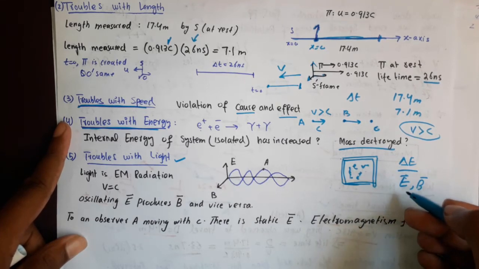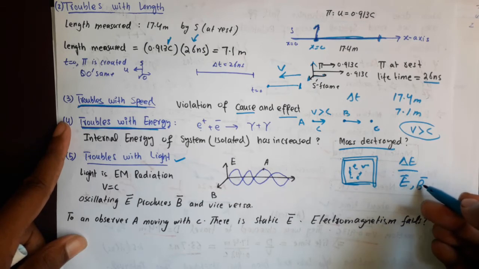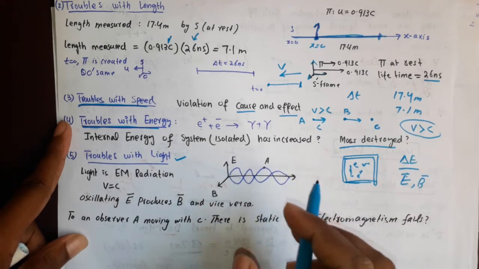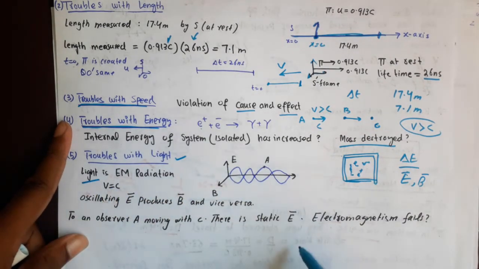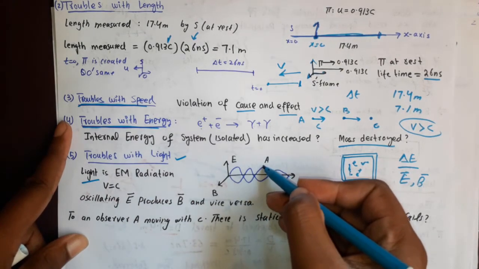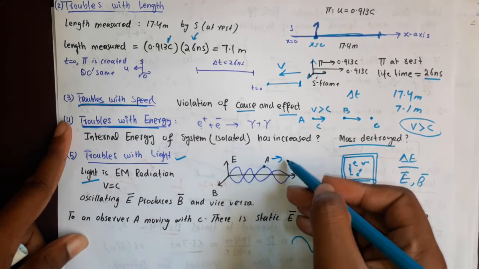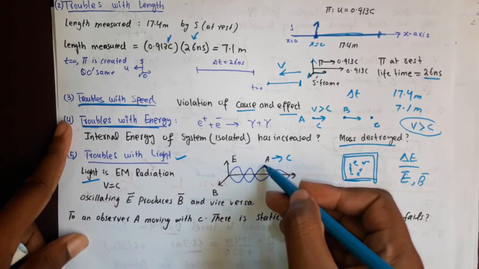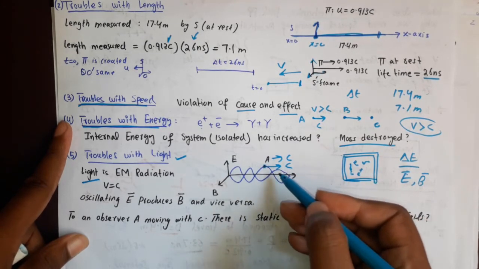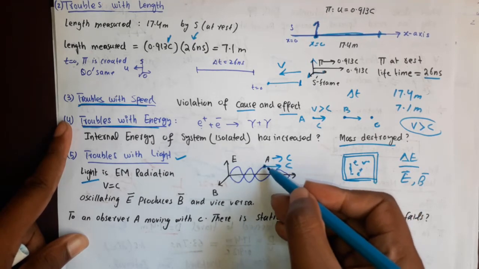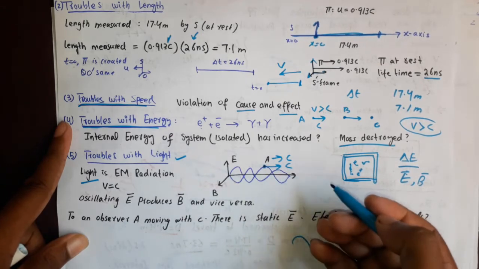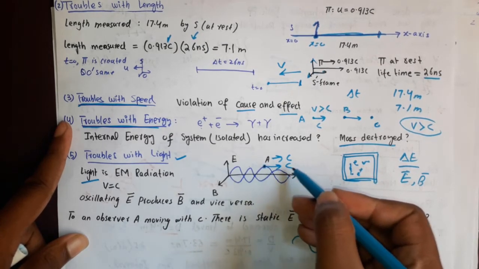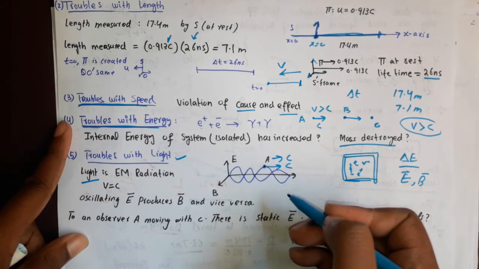This oscillating electric field produces the magnetic field B, and this oscillating magnetic field produces E. So if a person moves with light, let's say this is a particular point on the light, and our observer is here and is also moving with speed c. This particular portion of light is also moving with speed c. So to this observer, this electric field will appear as a static electric field because it is moving at the same speed. So there should be a static electric field.